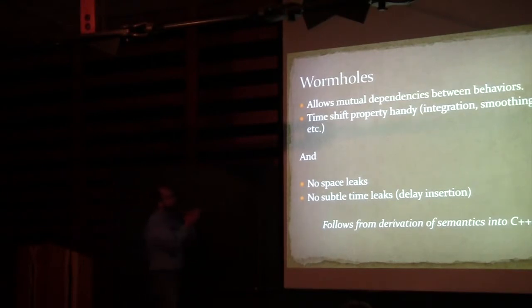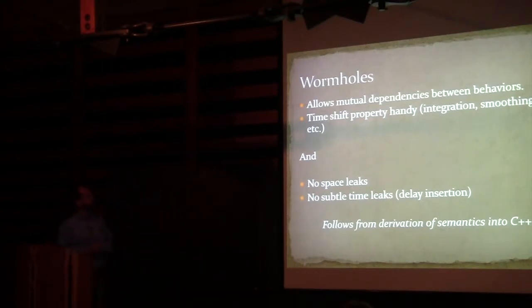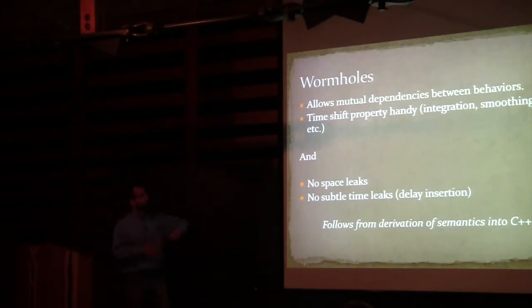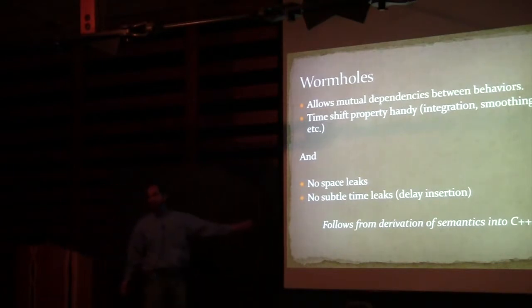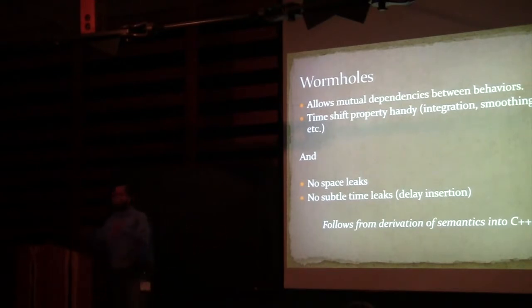So you just have this dt time shift. And that's also a really useful property. So if you want to write a behavior which does integration, you're going to use wormholes. So you have both of these, and there's no space leaks. There's no subtle time leaks. You don't have to put these special delays in your program.